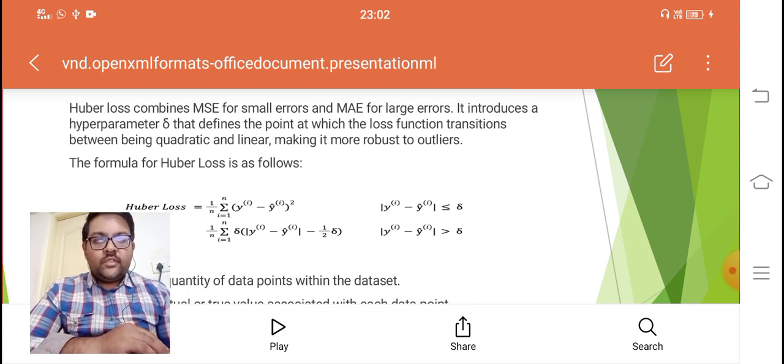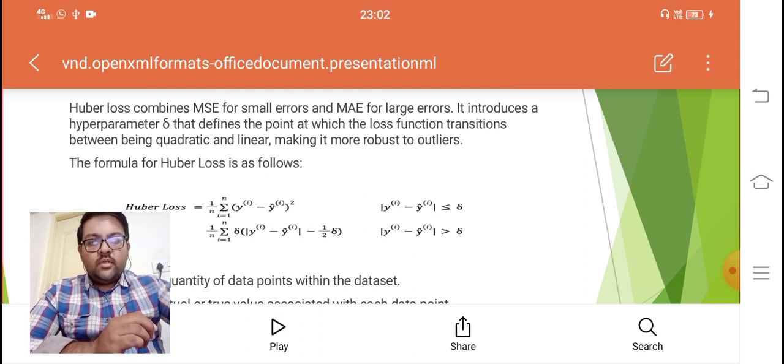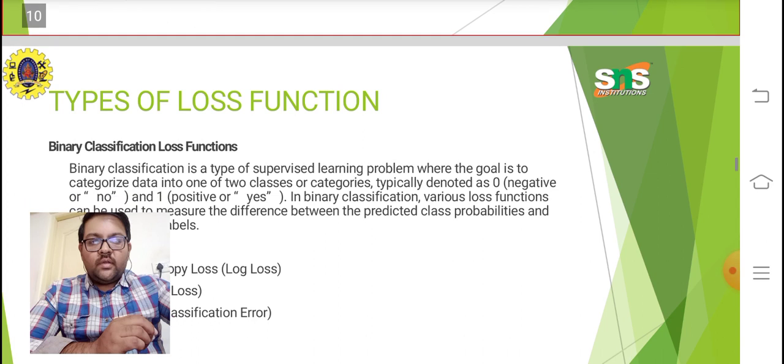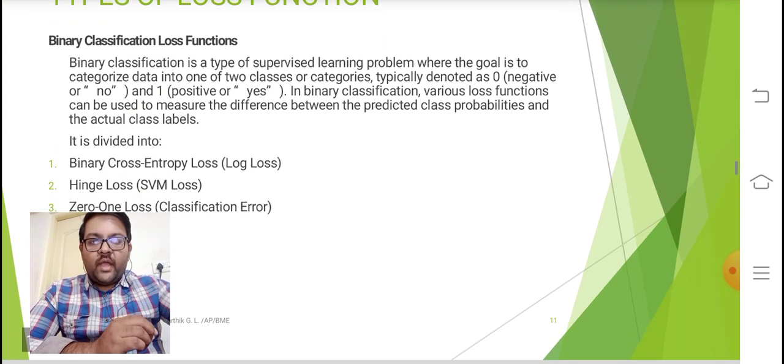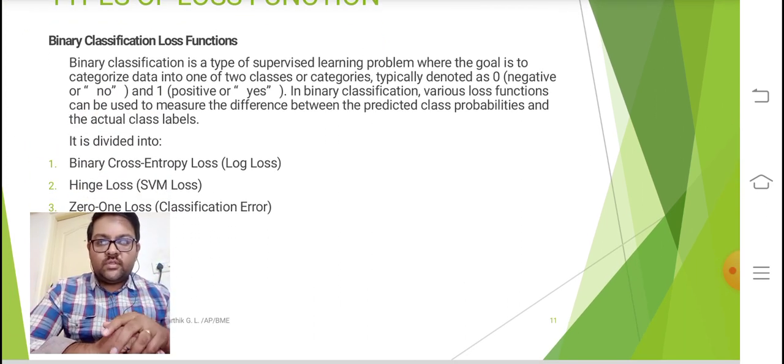We are discussing loss functions in deep learning. We were discussing regression loss functions. Now we will move on to the next type of loss function: binary classification loss functions.